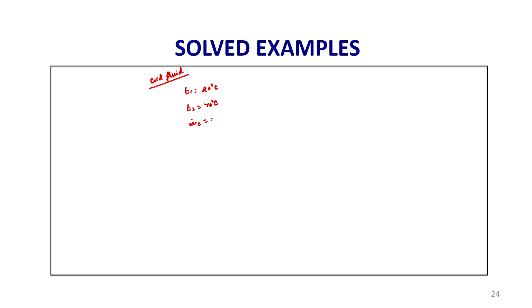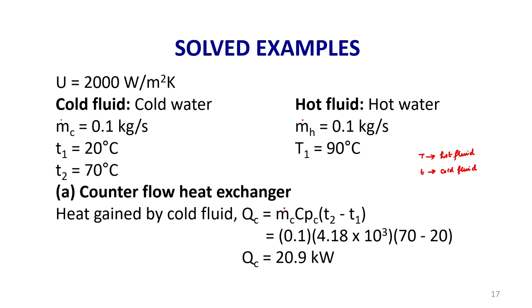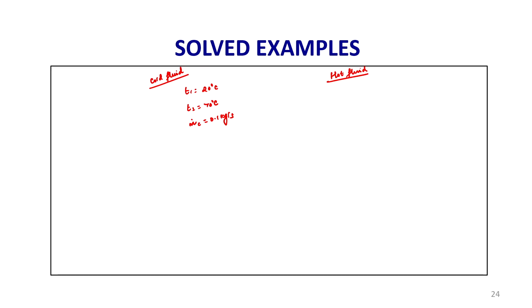The data given pertaining to the hot fluid: the mass flow rate is also 0.1 kg per second, and the inlet temperature of the hot fluid, capital T1, is equal to 90 degree centigrade. The mass flow rate of the hot fluid is equal to that of the cold fluid, so the quantity of both hot fluid and cold fluid circulated per second in kg is the same. m dot H is equal to m dot C.